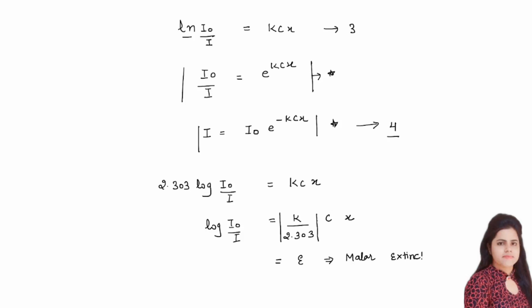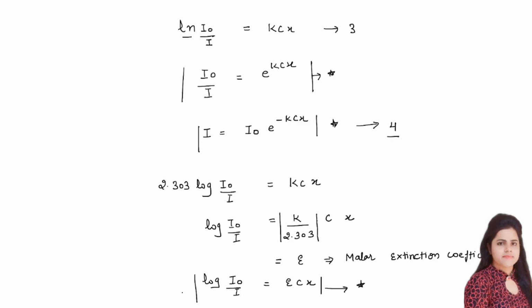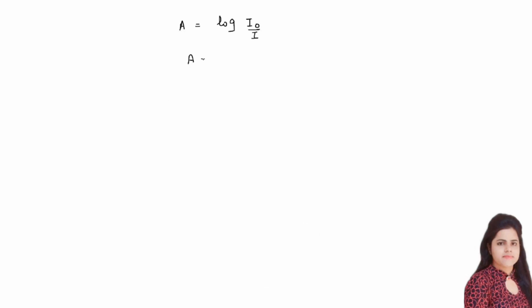Molar extinction coefficient. So after introducing this epsilon, it will become log I naught by I equal to epsilon cx. Okay, this is the next important form. Then I will use one more relation, absorbance is equal to log I naught by I. So in the previous page you see this, here I will put A. So it will become A is equal to epsilon cx, and so this is one more form.